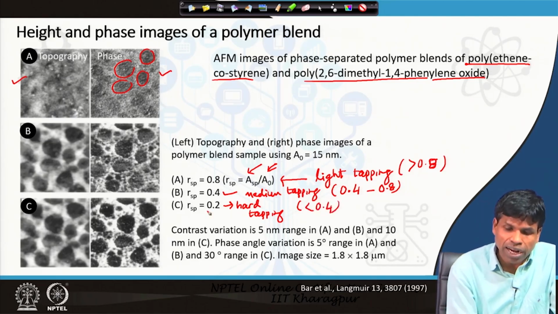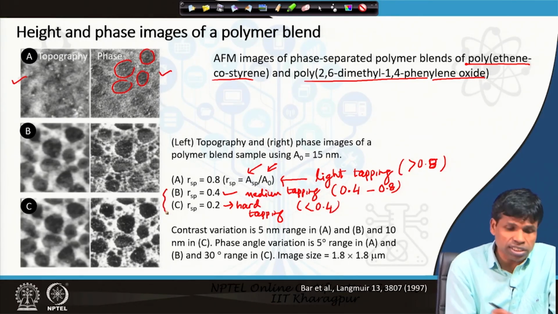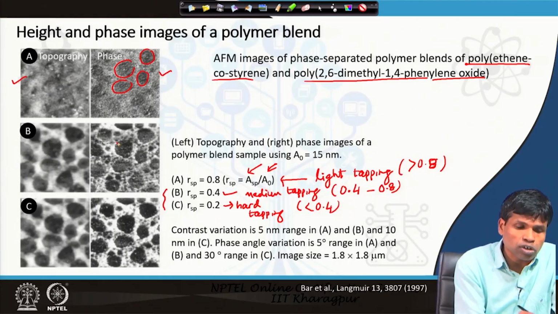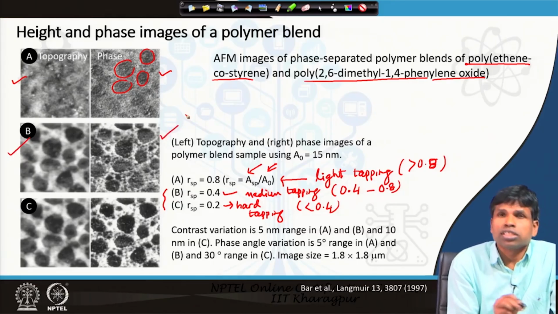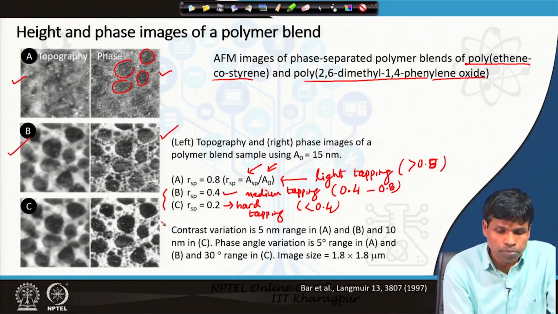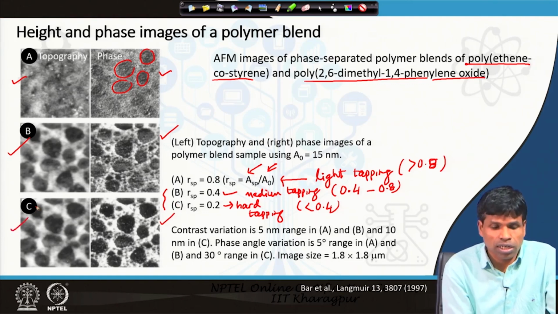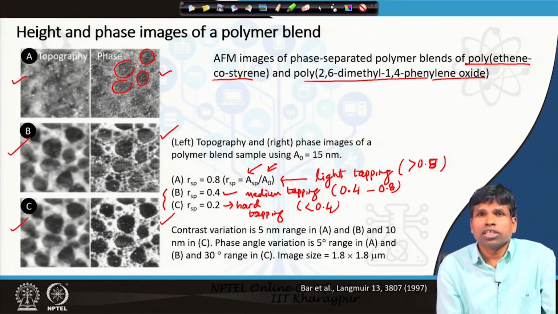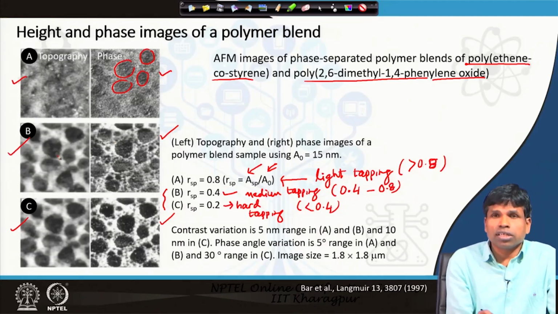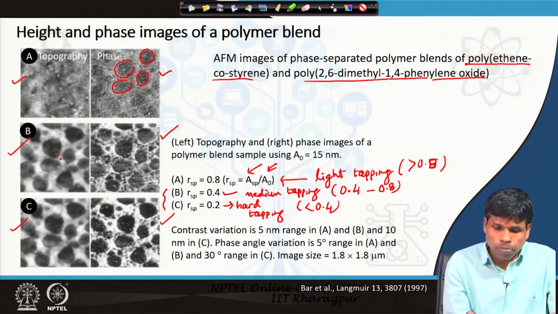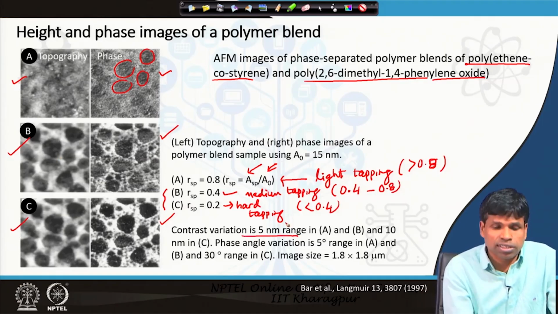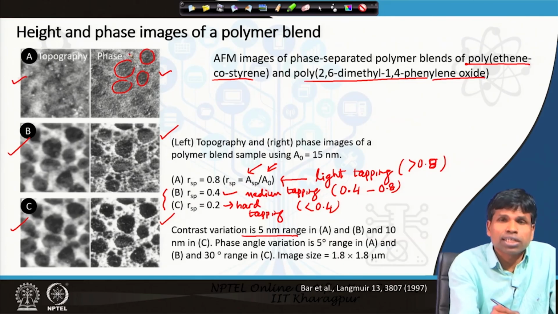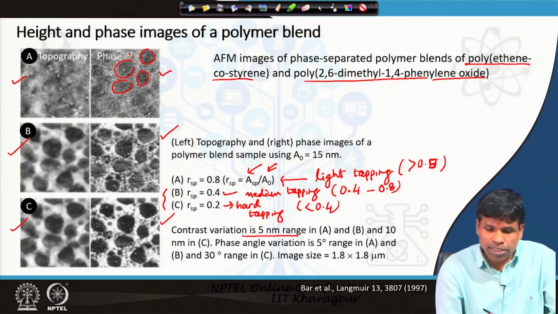At hard tapping and medium tapping, in these two cases we can see both the topography and the phase image showing two distinct phases, no problem. In both cases we could see a different contrast at different regions, indicating a two component system. Now, this contrast variation is in the 5 nanometer range. The darkest and brightest parts are 5 nanometer different.